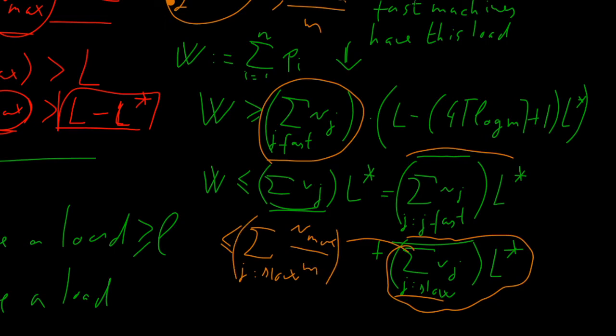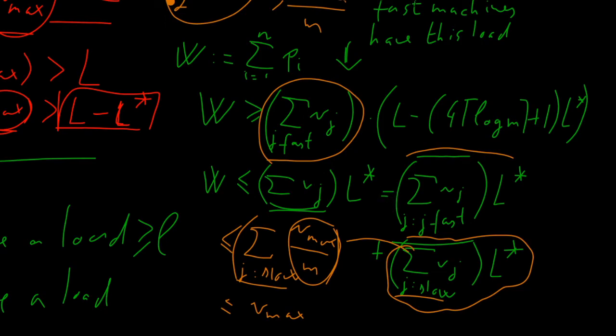And how many slow machines can we have? Well, at most m, because we have at most m machines. So this means that this is at most v max, because we have at most m machines, each having a speed of at most v max divided by m, which means that the sum of these speeds is at most v max.